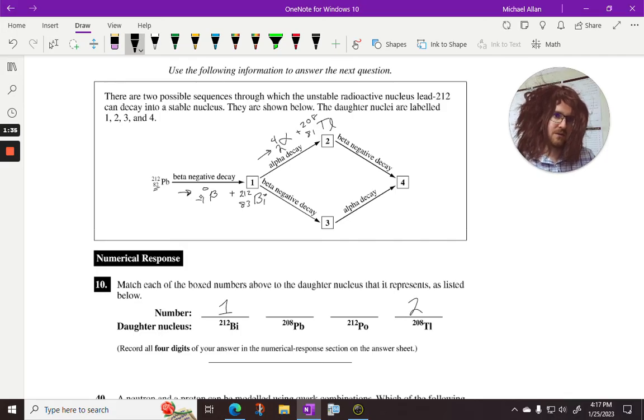And if I go the other way, I got a negative 1, 0, beta, plus this other thing. So a negative 1 means it's going to be an 84. Is that an 84? Yeah, it's going to be an 84. And then top 212. 84 is polonium. All right, so that's going to be 3.